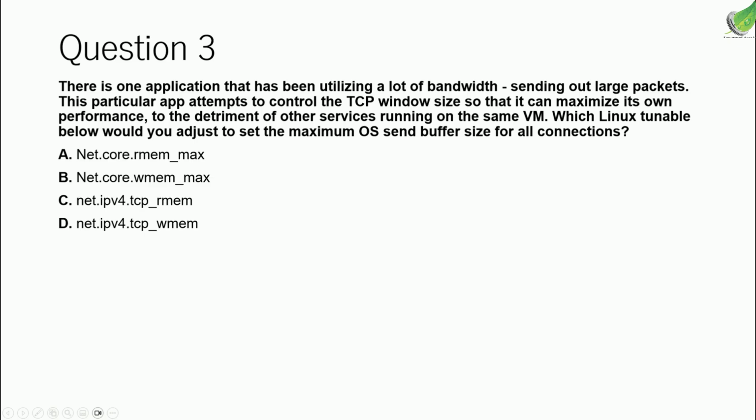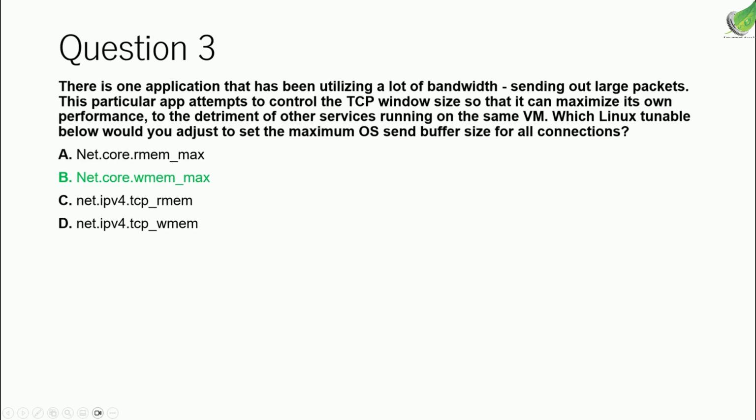Finally, we have option D, net.ipv4.tcp_mem. This option is close, but still incorrect. While mem correctly refers to the send buffer, the net.ipv4.tcp prefix limits this setting only to TCP connections. The requirement is to set a global limit for all connections. Therefore, the net.core parameter from option B is the more comprehensive and correct answer.